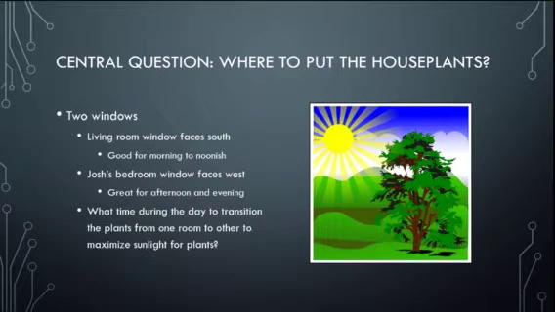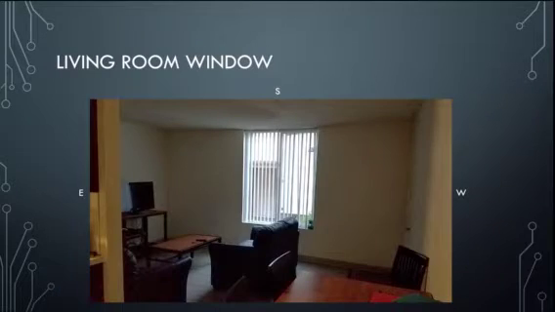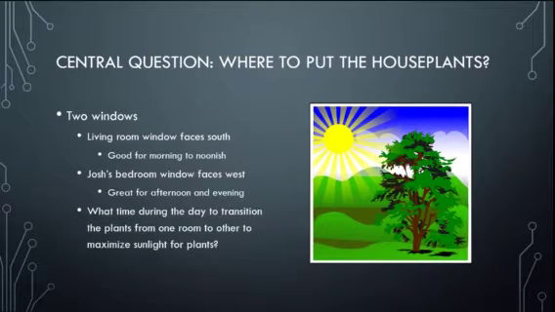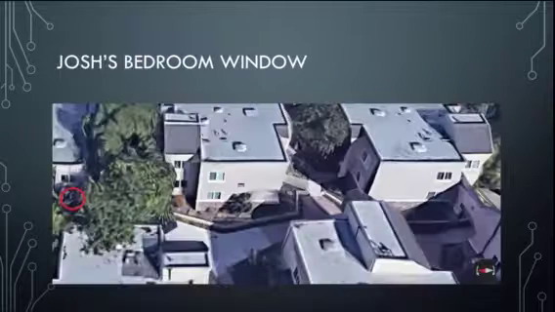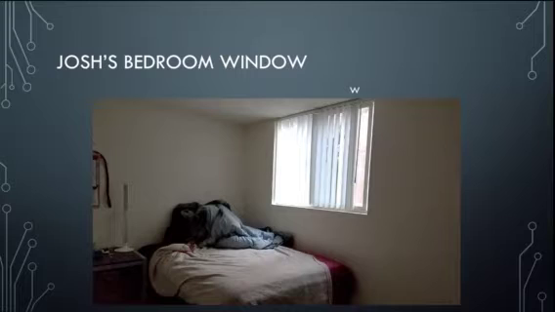So we have two living rooms. One faces south, our living room window, and it has good sunlight from about the morning time until 2:30. And then the other room is Josh's bedroom, which faces west. It has a little window in which it can get light through, but it can be obscured by leaves and branches in the building. But you can see it's a little bit brighter in here in the afternoon.